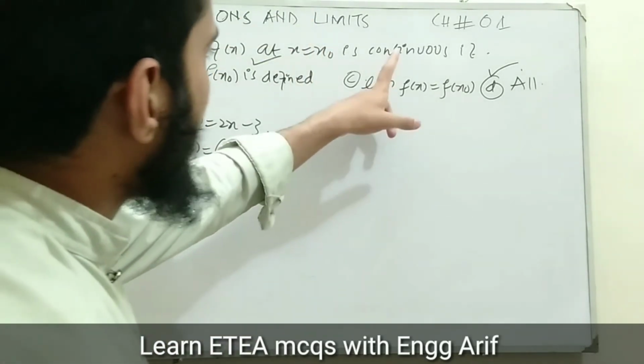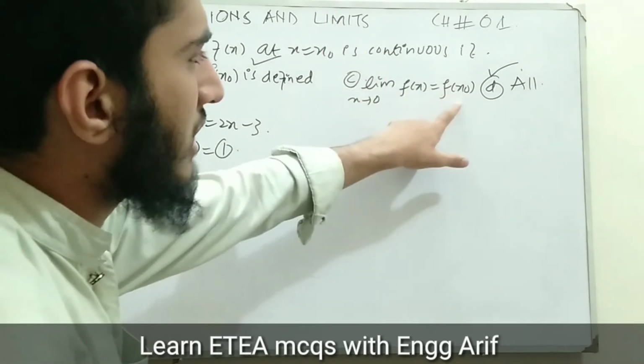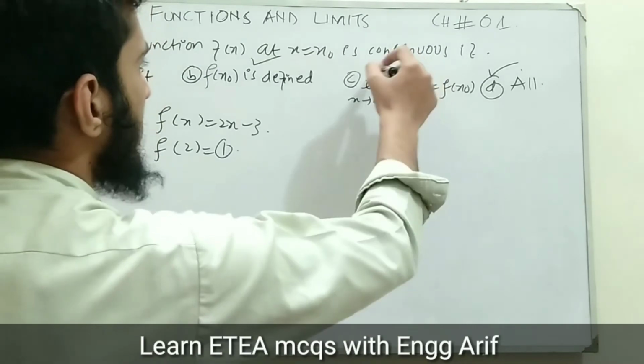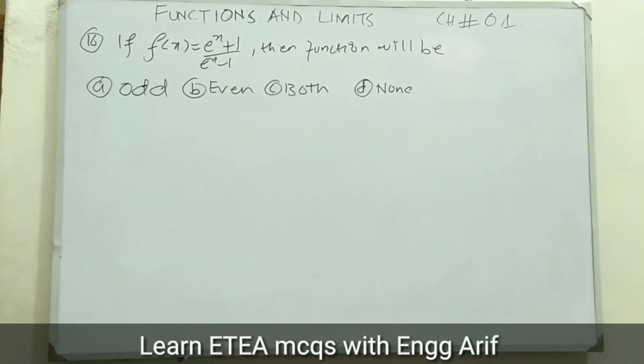And the function will be continuous if the right hand limit and left hand limit will be equal. So it means the C is also correct. So it means the correct option will be option number D, all of these. Now move toward MCQ number 16.